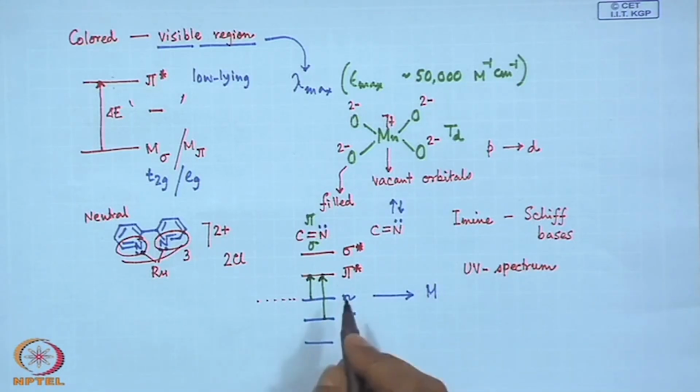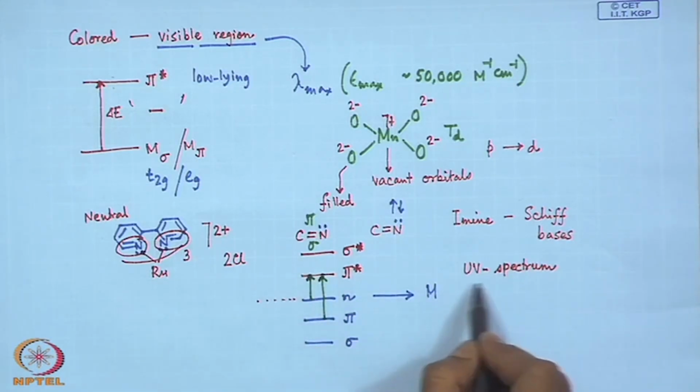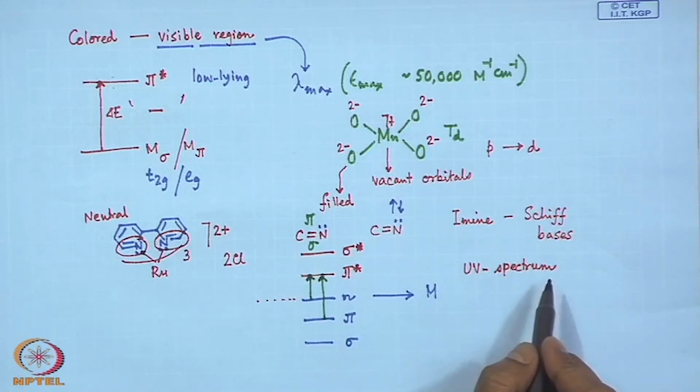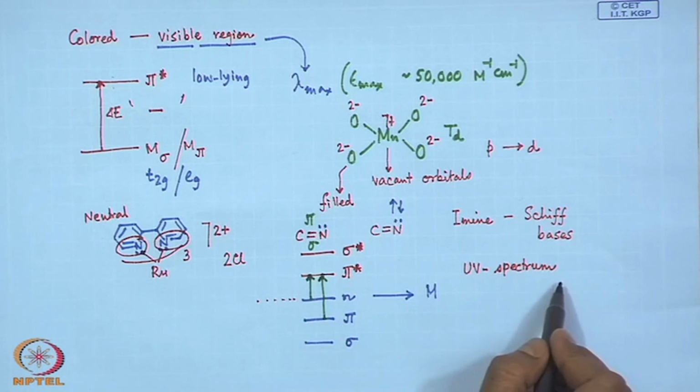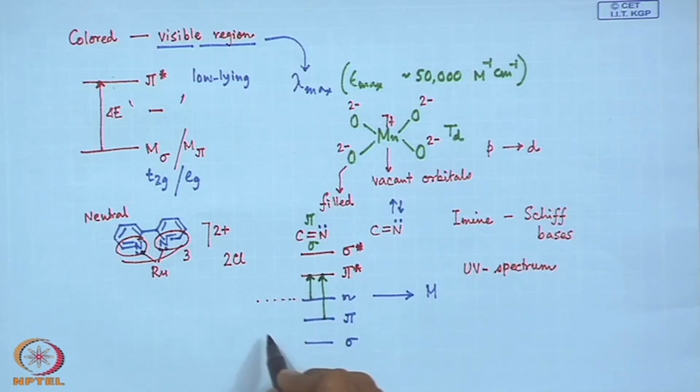Now, these bands are already there, and these are basically seen in the UV region. So, they are of high energy.